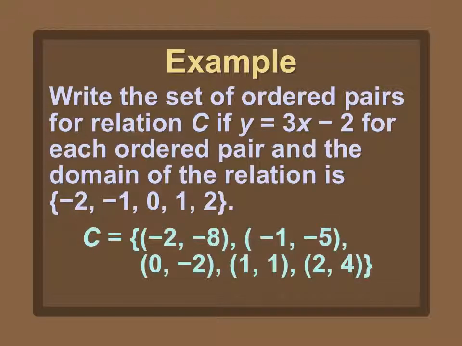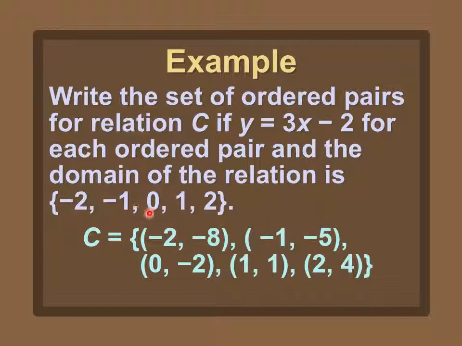Okay, so when we do that, when we plug in negative 2 for x, 3 times negative 2 is negative 6. Negative 6 minus 2 is negative 8. So we get the ordered pair negative 2, comma, negative 8. Now we move on to our next x. Our next x is negative 1. So we plug in negative 1 for x. 3 times negative 1 is negative 3. Negative 3 minus 2 is negative 5. So we get the ordered pair negative 1, comma, negative 5.